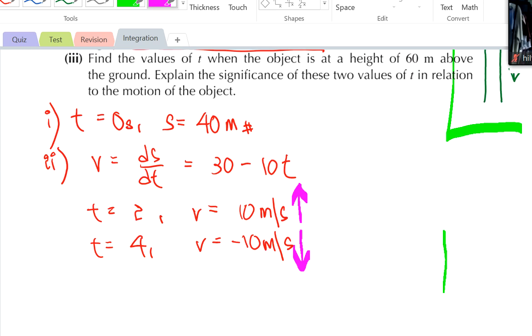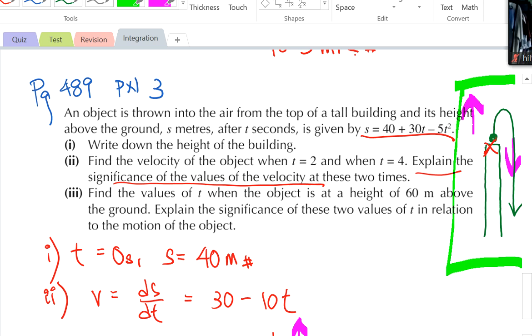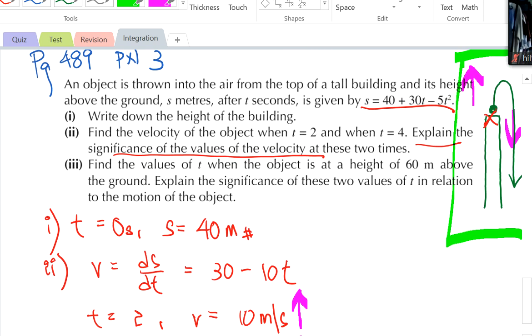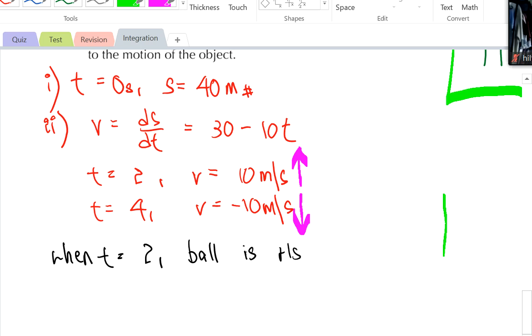Okay, so I'm going to write this in words now. When t is equal to 2, the ball is, what word should I use? Okay, rising at 10 meters per second. If you don't like to use the word rising, you can say going up. You can use the word going up as well.